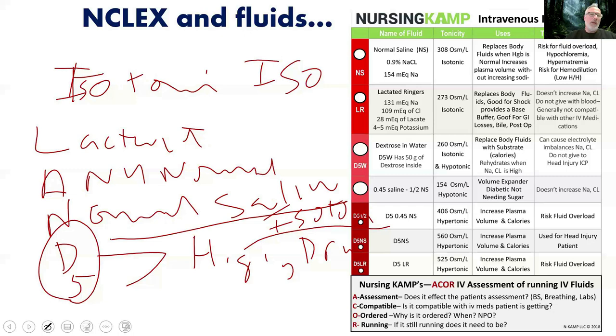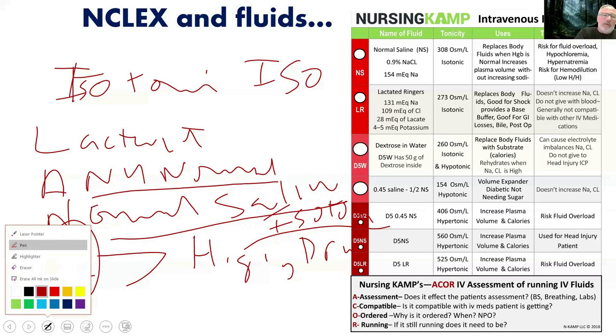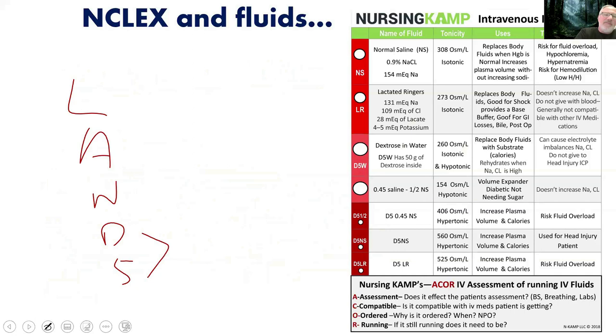Here are my notes. All right, let's take each one. Isotonic, isoperfect, so any normal patient. So LAND5: those are all isotonic solutions. What that means is that any patient that needs normal vascular volume can handle them. You have L-A-N-D-5, high five, high is dry.